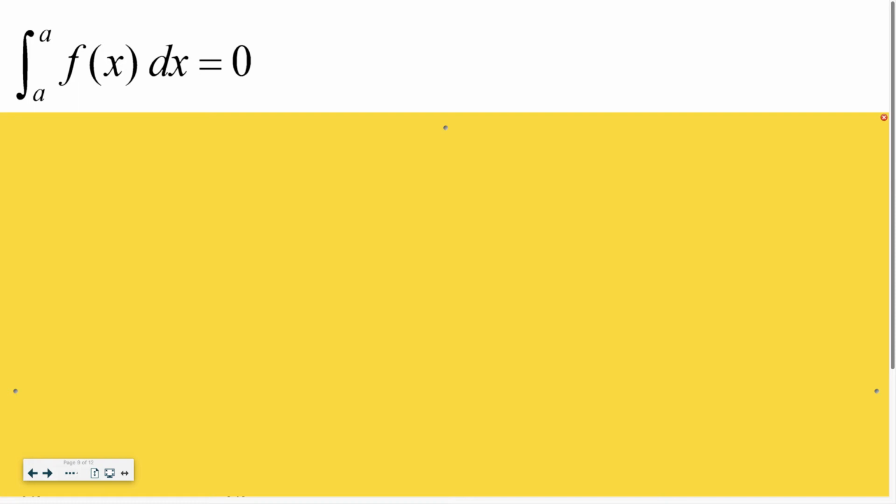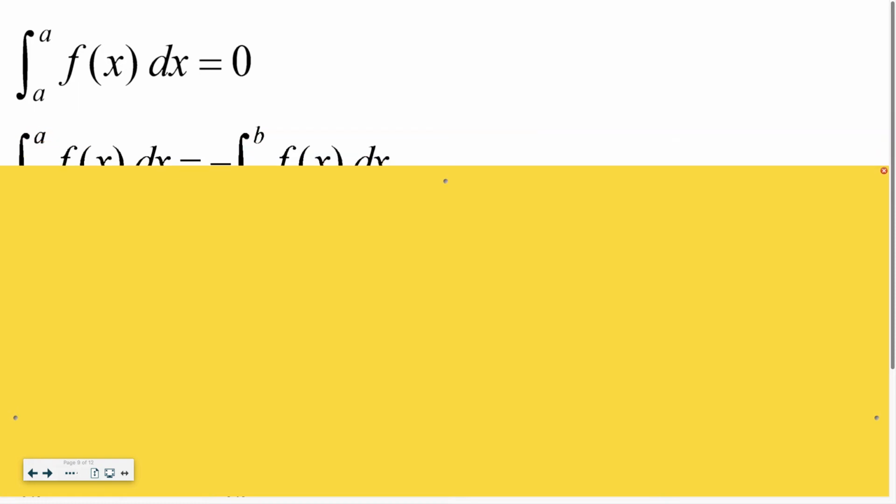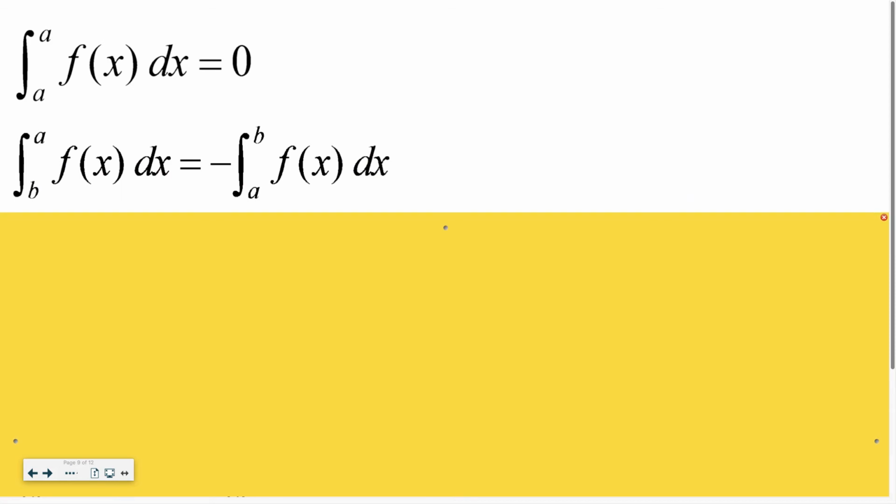The integral from A to B is going to be opposite the integral from B to A. Basically, this is saying if you go to the left, your area is going to become opposite. The integral from B to A is opposite the integral from A to B.